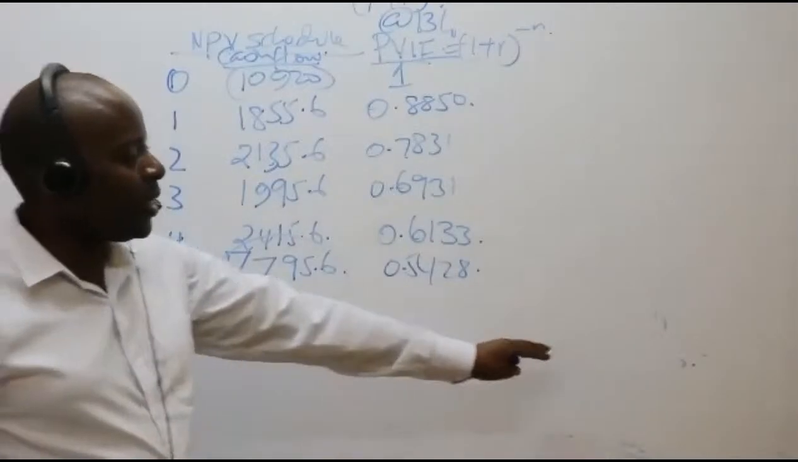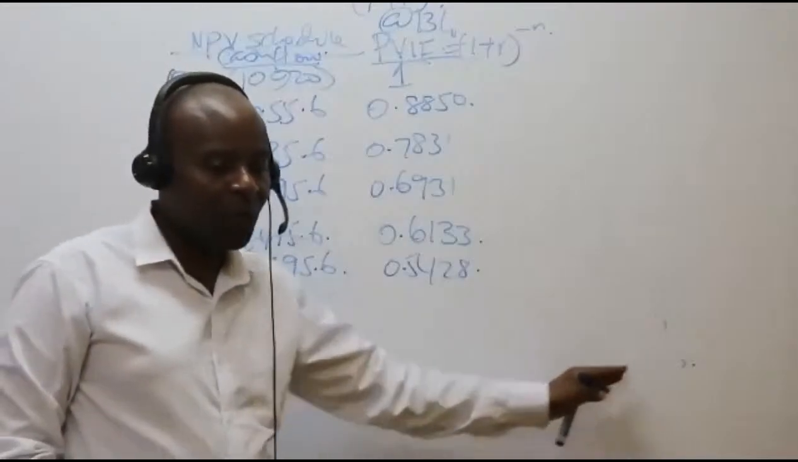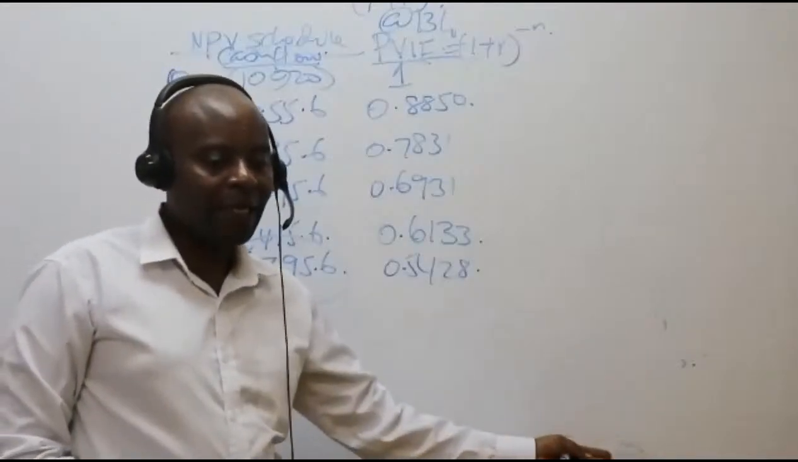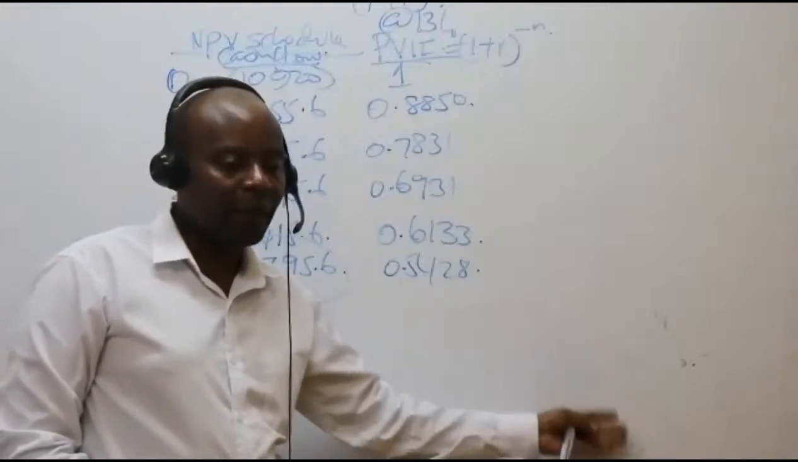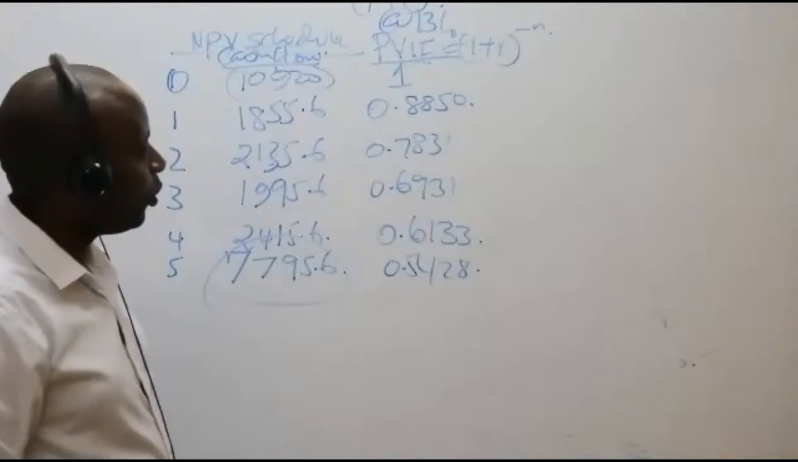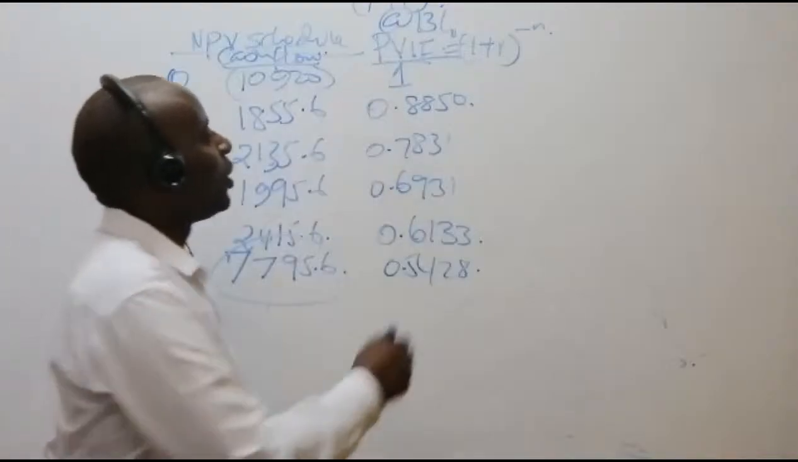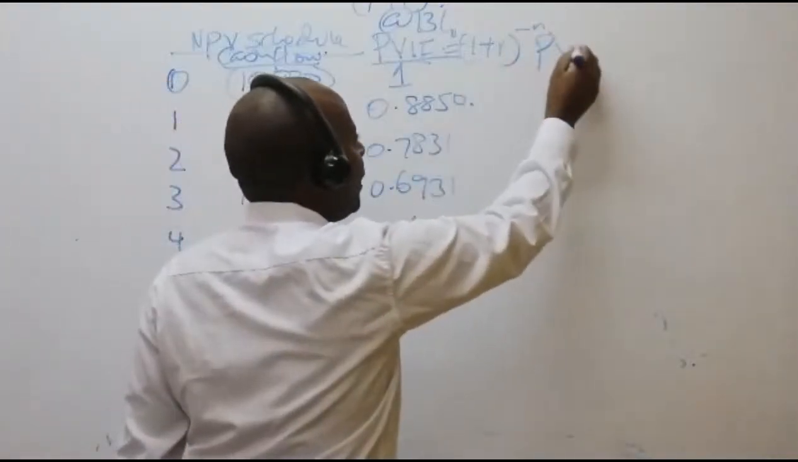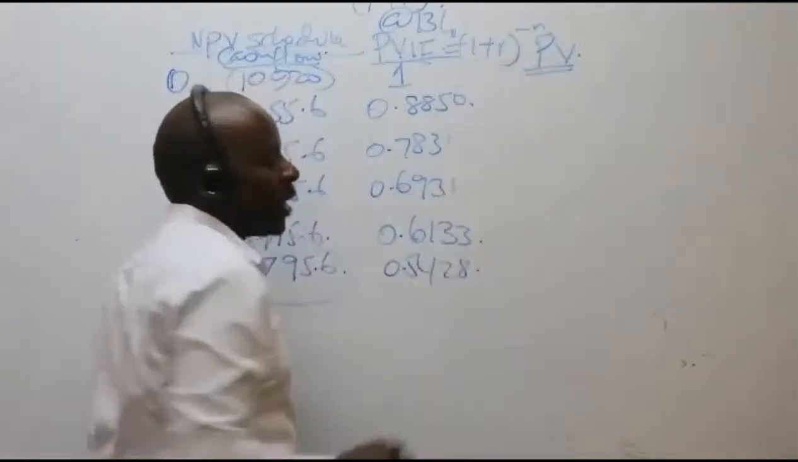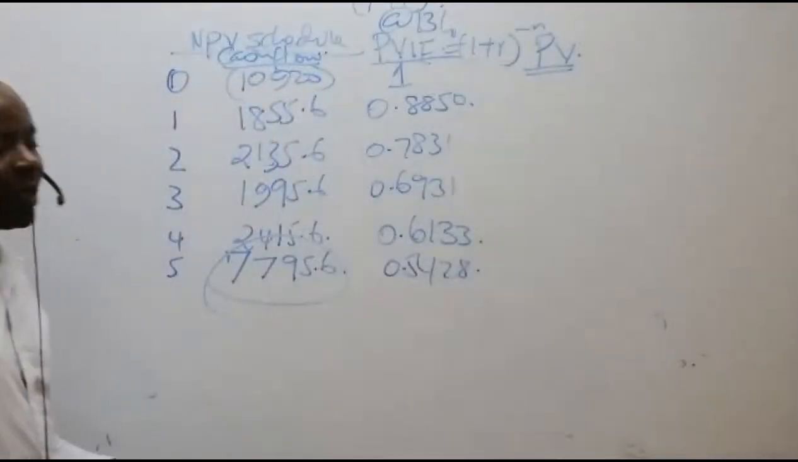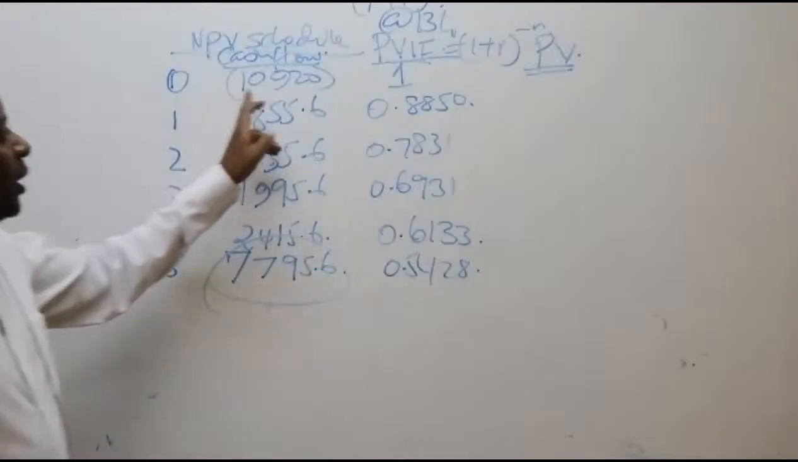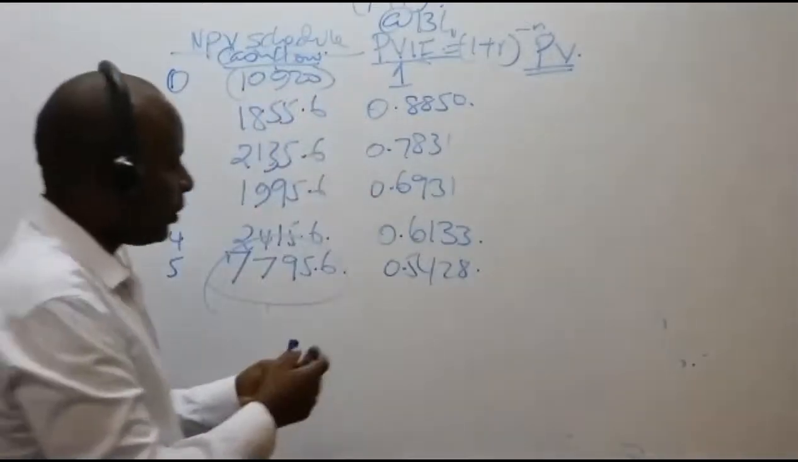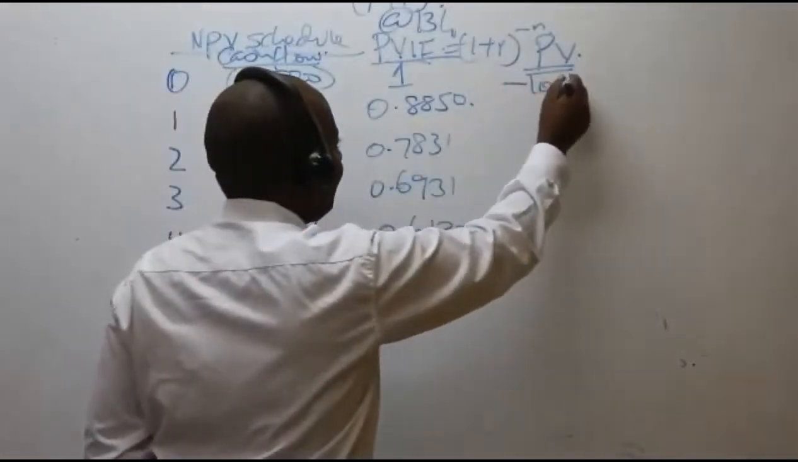Remember this figure in year number 5. We had our operational cash flow. We came and added our terminal cash flow. Now, having gotten this, ladies and gentlemen, come and multiply this to be able to give us our discounted cash flows, to be able to give us our present values. So present values, what do we have? 10,920 times 1. So this gives me negative 10,920.